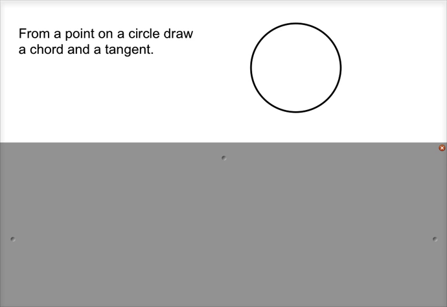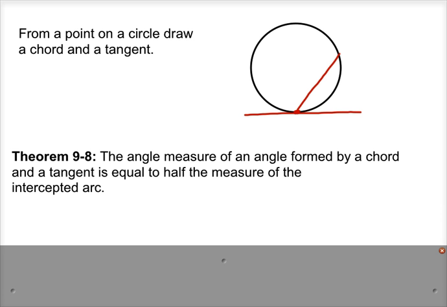From a point on a circle, draw a chord and a tangent. Let's see, I'm just going to pick a point here. If I draw in a chord, I'll pick there. A tangent's going to look something like that. And this brings us to Theorem 9.8.